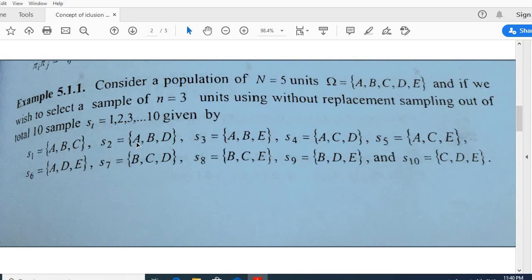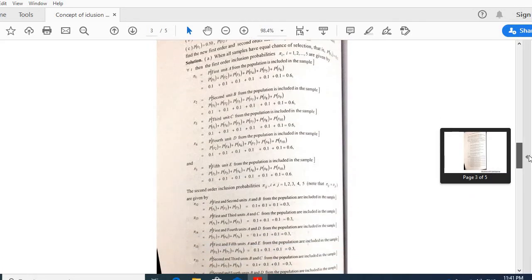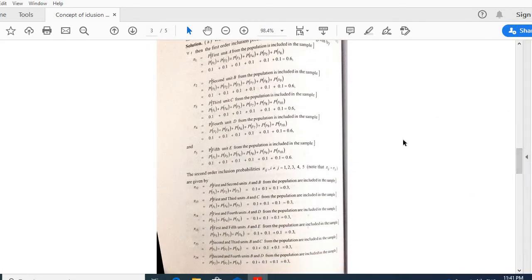S1 has A and B, S2 has A and B, S3 has A and B. Now the first three samples have the sampling units A, B; A, B; A, B, that is, the first and second units. Now we come to the solution of the second order inclusion probabilities.